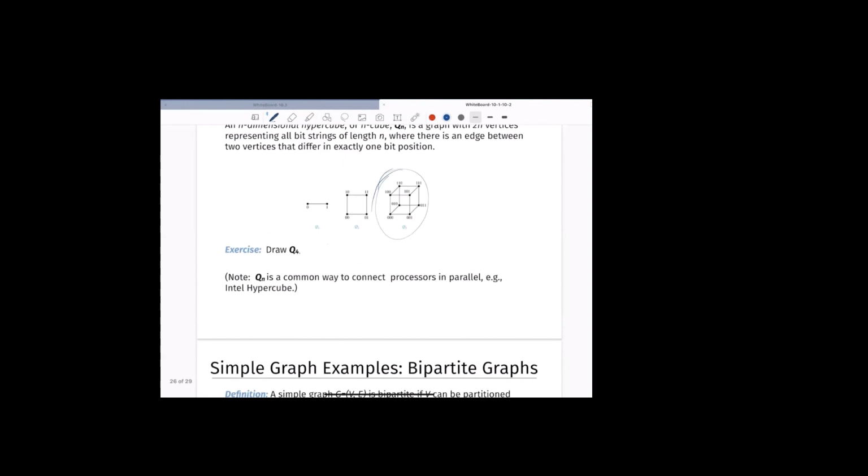But anyway, that aside, you take bit strings of length n. Let's take bit strings of length 3. By bit string, I mean each bit position can have either a 0 or a 1. So how many, what's the total number? 2 to the 3rd? Yeah, 2 to the 3rd, exactly, which is 8. So those 8 vertices, each of these bit strings is a vertex.